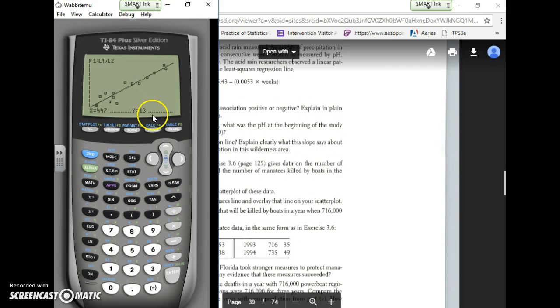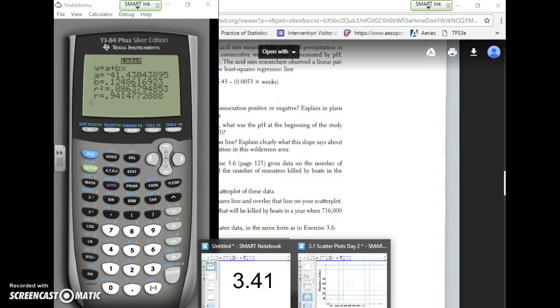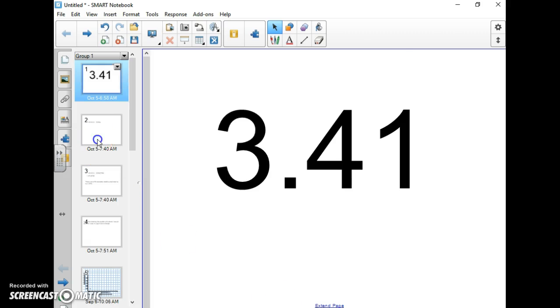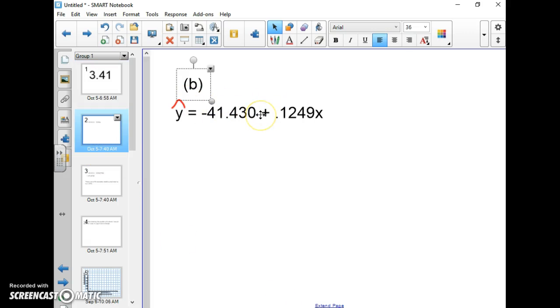Now, the least squares regression line is actually going to be very important. So I'm going to go back to stat, calc, and 8. So A and B here are going to be used at some point later. So go back to here. This is how I'd write the least squares regression line for B.